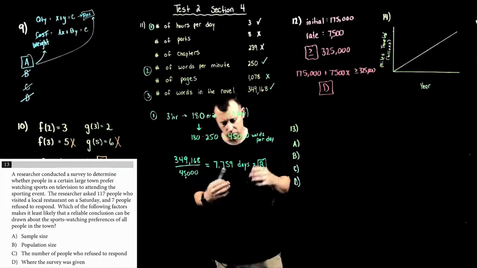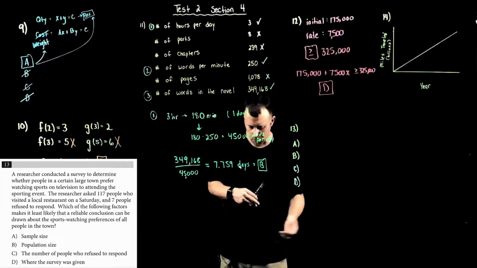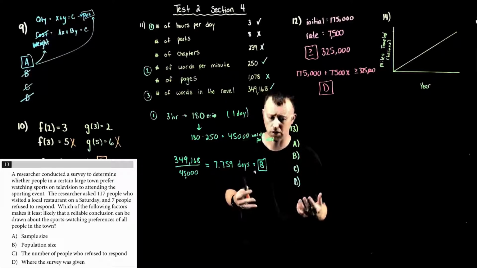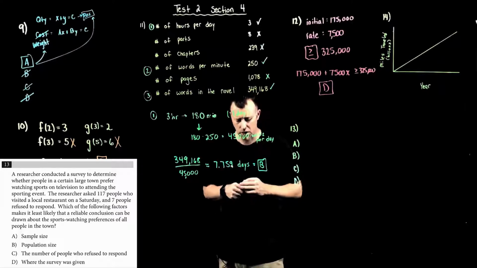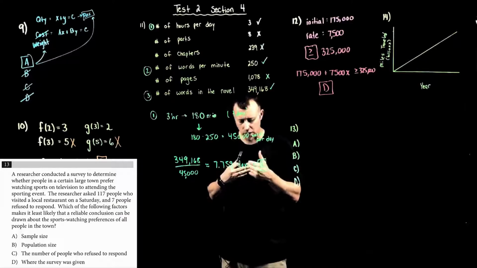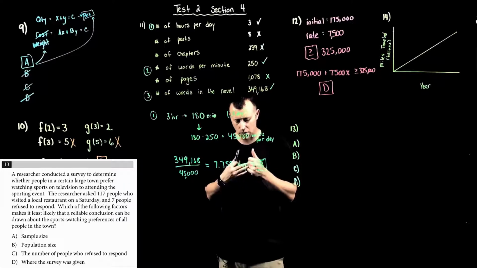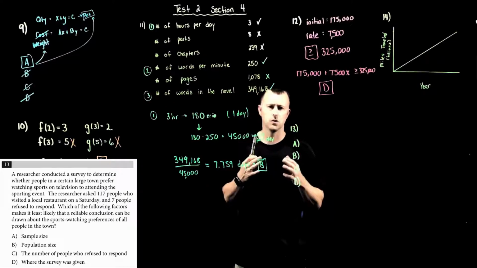So if you go there, they do tell you 7 people refuse to respond. That's not a big deal, depending on how many people you ask, because there's 117. So 7 is not going to affect it that much. As you go through your answers, which choice would make it least likely a reliable conclusion can be drawn? You know, the sample size.